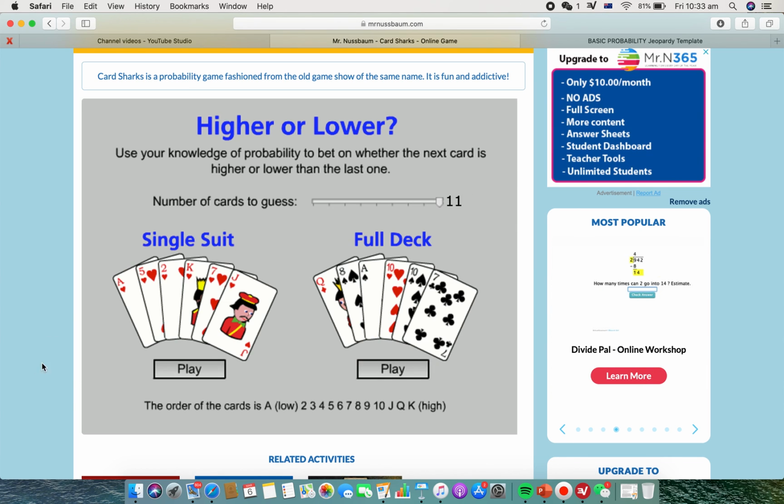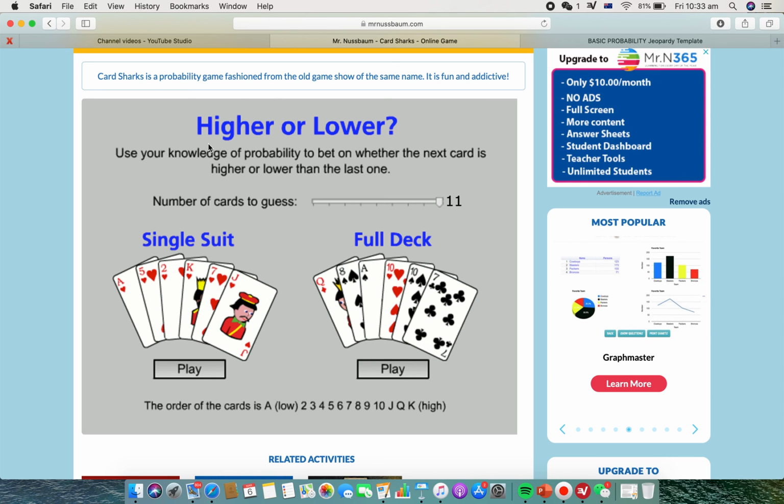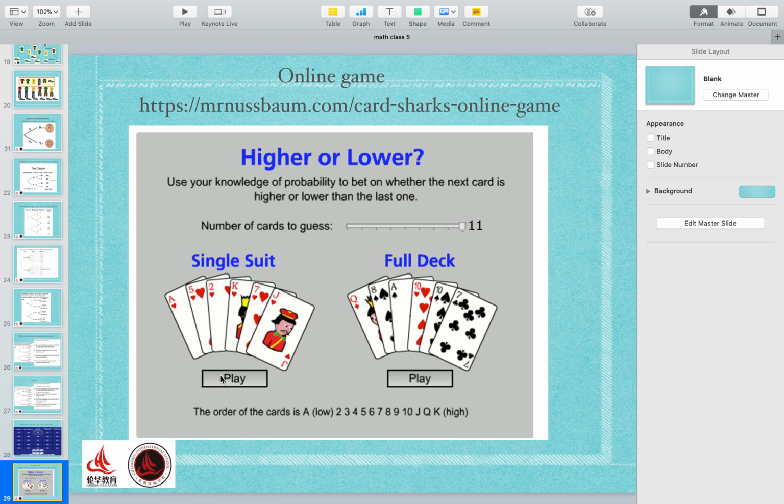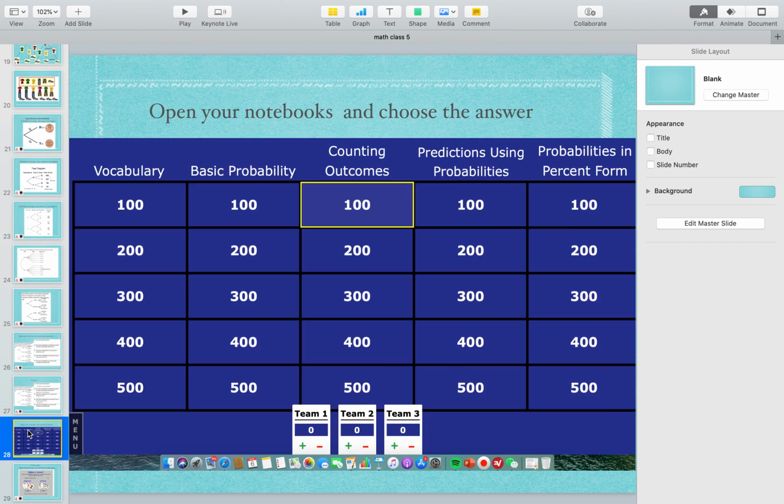So you can restart it again and try again. So let's go back to this. This is the address for it. Okay. Just copy this and see if your parents let you play this one. It's a good one to see if you can work out the probability of which card will be higher or lower. Okay guys, we will do this game next time.